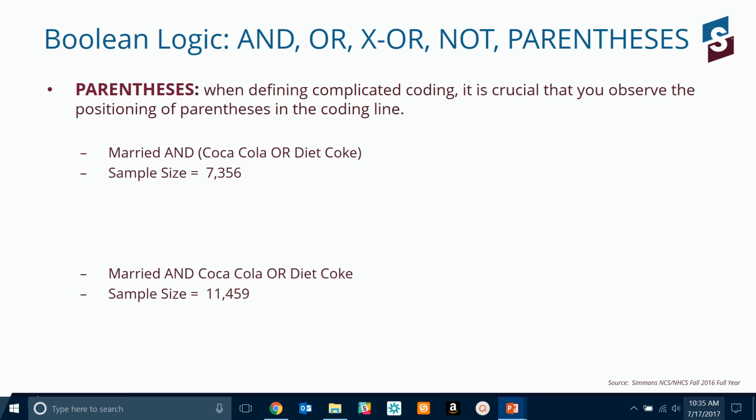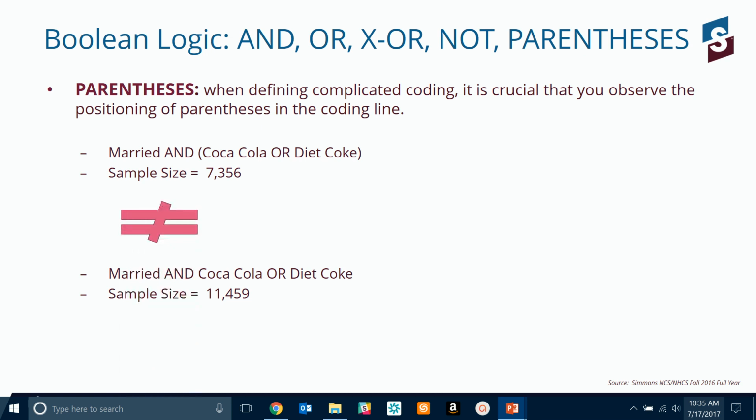Parentheses are what we use when we're defining complicated coding. It is very important that you observe the positioning of parentheses in the coding line because you want to keep like terms together. Our examples here are married and drinking Coca-Cola or Diet Coke. In the first example, we have the Coca-Cola or Diet Coke in parentheses. In this case, the coding is being read as married and drinking Coca-Cola or married and drinking Diet Coke. This is the way you want to code your variables together.